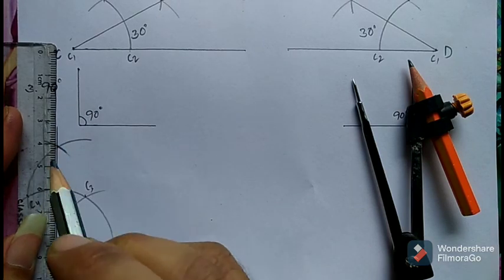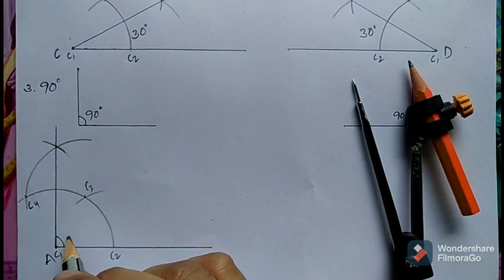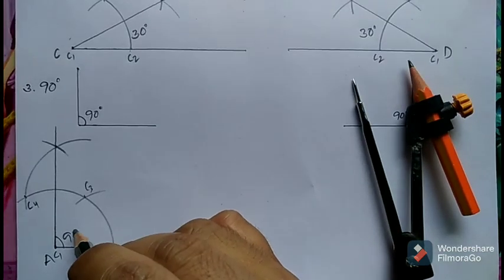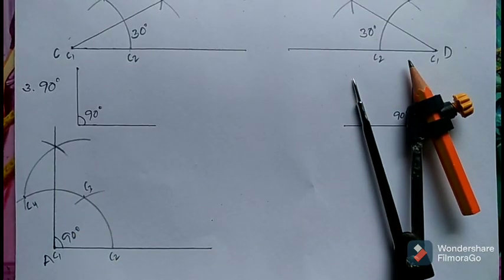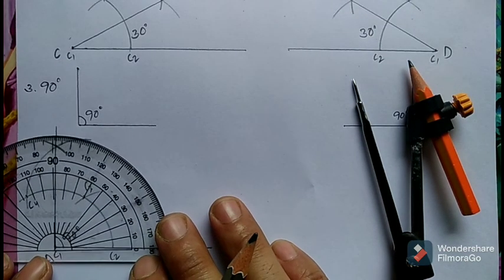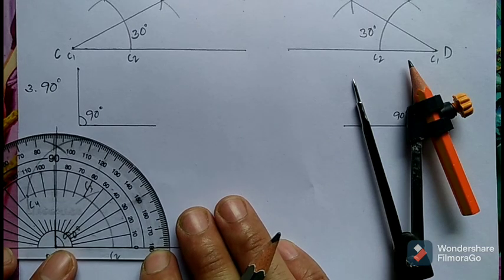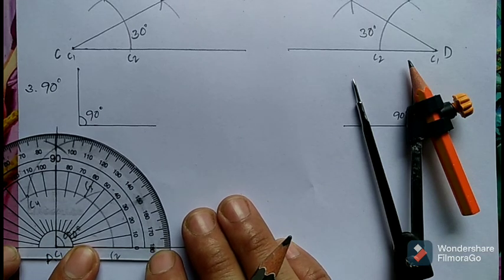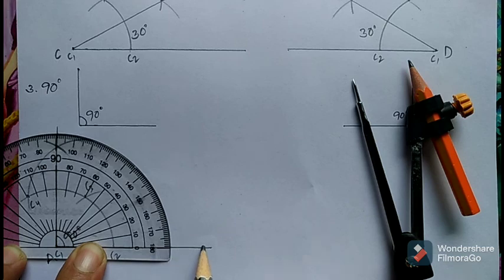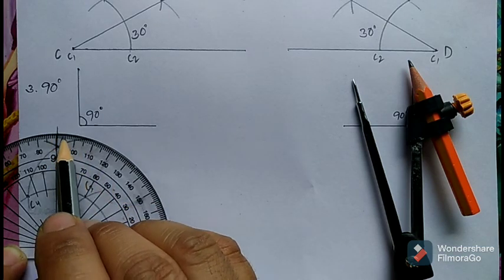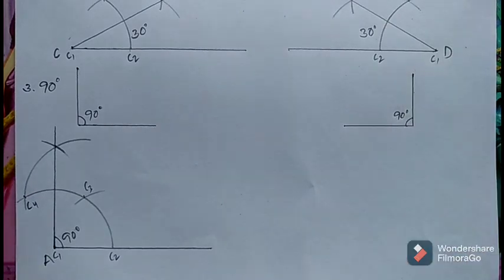Joining them, we get an angle. This angle is 90 degree. You can verify by using a protractor. Let's measure and see whether we get 90 or not. You can see one arm and another arm here. So starting counting from this side, we get 90 degree. So this is how we construct 90 degree.